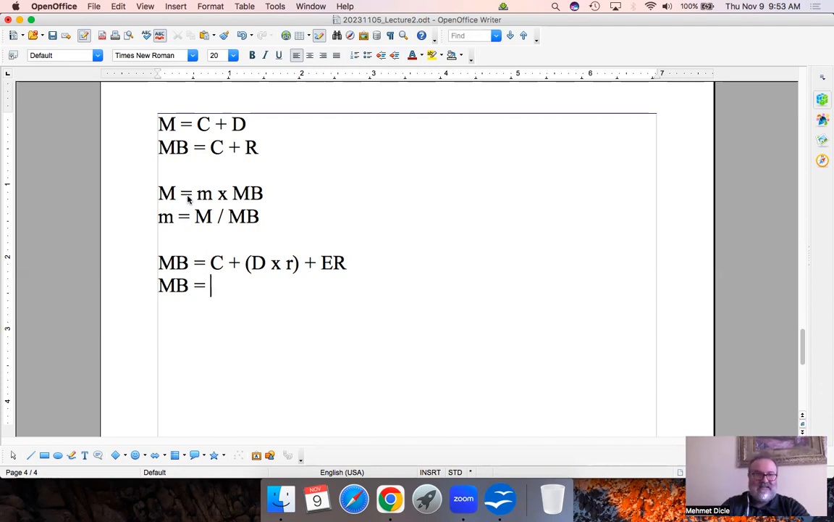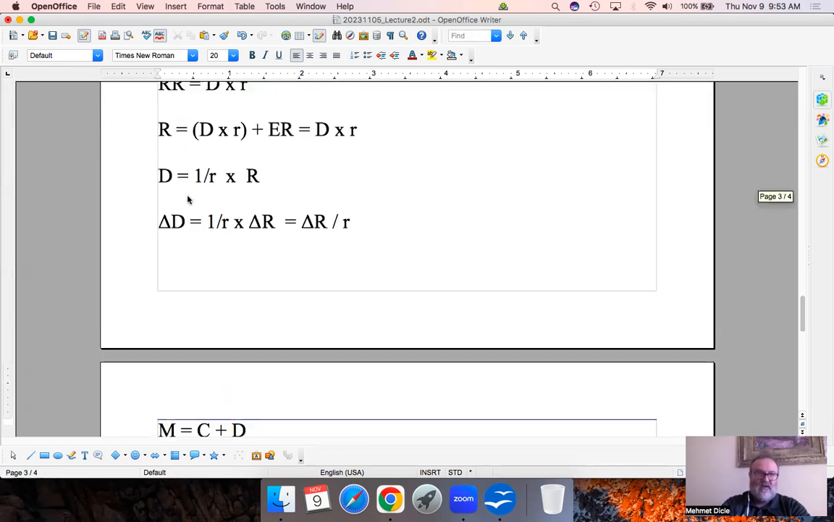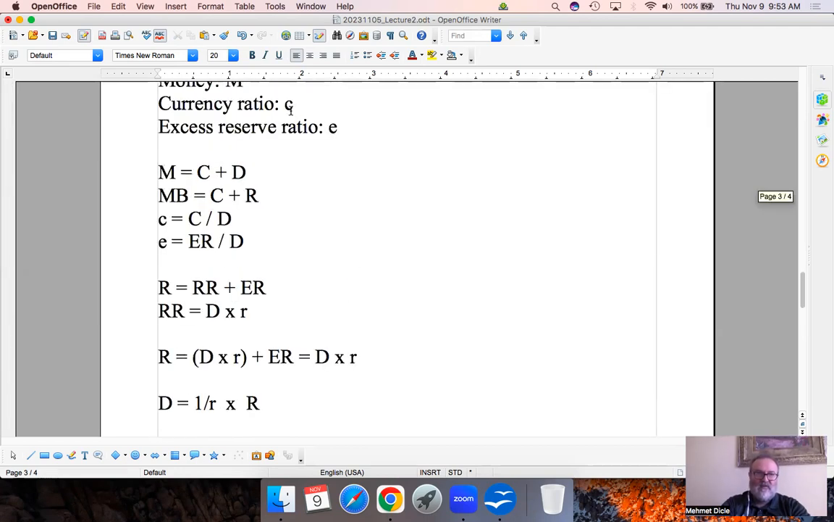So what is C, right? Remember right here, we defined the small c, the currency ratio, C over D, which simply means the currency would be the currency ratio times deposits. And the excess reserve would be equal to the excess reserve ratio times the deposits, right? So let's take these down.